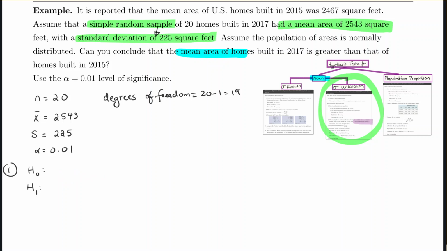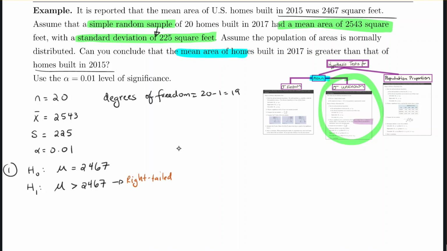Okay, so here we're dealing with the mean, so it's based on mu. We're interested in whether the mean area is greater than that of homes built in 2015. Well, in 2015, cycling back, that's 2467. So before I can figure out if it's greater than, we're going to assume it's equal to, and then our alternate hypothesis will be that actually the mean is greater than that value. So here I'm also going to record at this moment that I'm dealing with a right-tailed test.